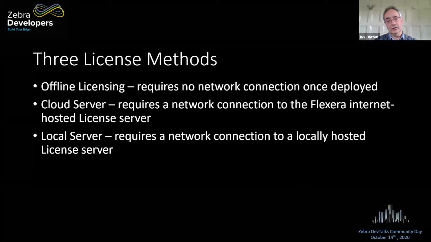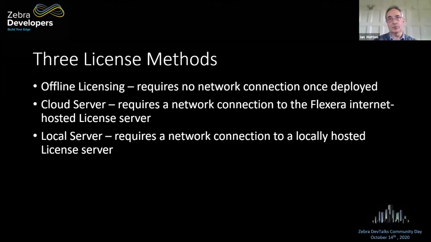Second option is cloud server. So this requires a network connection to the Flexera, which is the license infrastructure provider, internet hosted license server. That normally requires a path through the firewall, and we talk about which ports and which address you need to enable for that to work. And the third option is a local server, which requires a network connection to a locally hosted license server. So those are basically the 3 options.